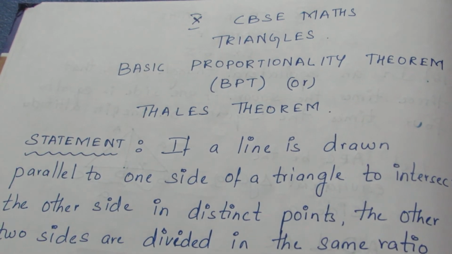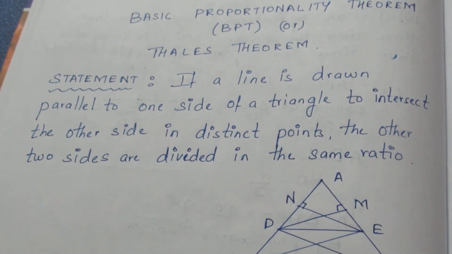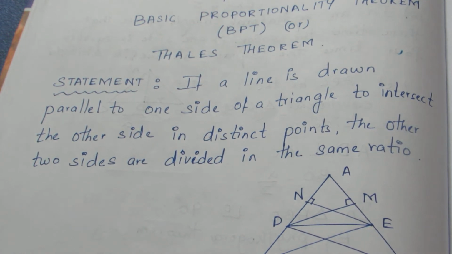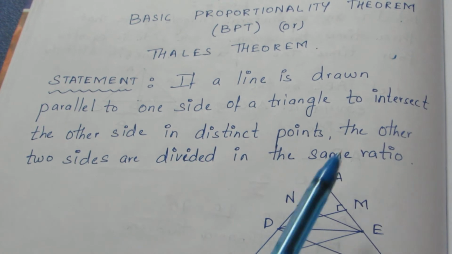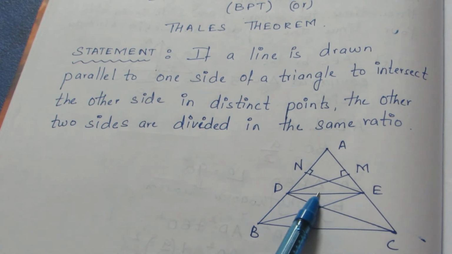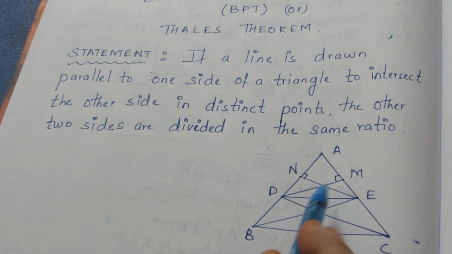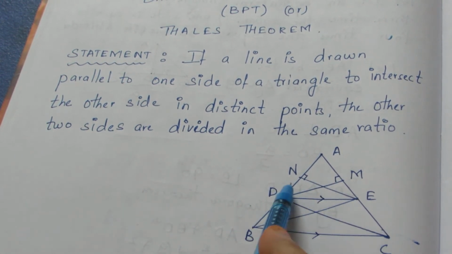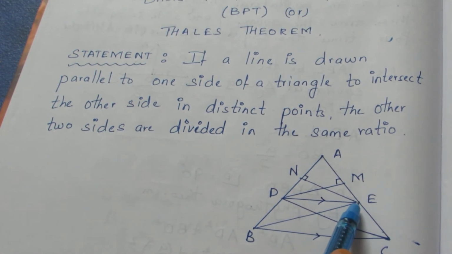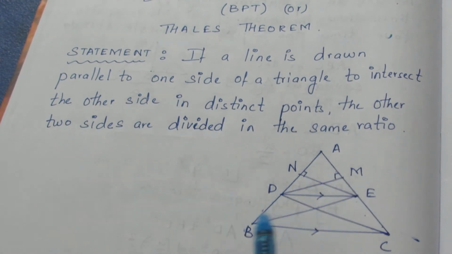The statement is: if a line is drawn parallel to one side of a triangle to intersect the other two sides at distinct points, then the other two sides are divided in the same ratio. Distinct points means any points. Here in a triangle, a line is drawn parallel to one side of the triangle to intersect the other side. Here from D it intersects at E. The other sides are divided in the same ratio. So that means these two parts are divided in the same ratio as this side.